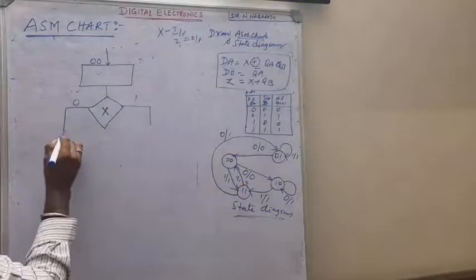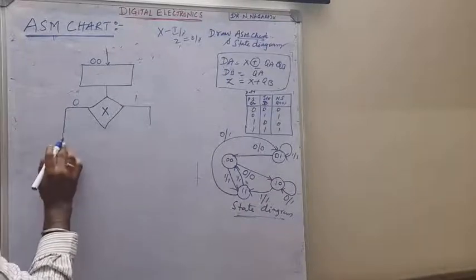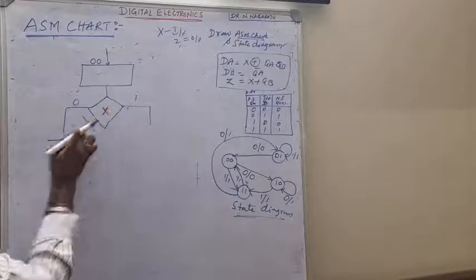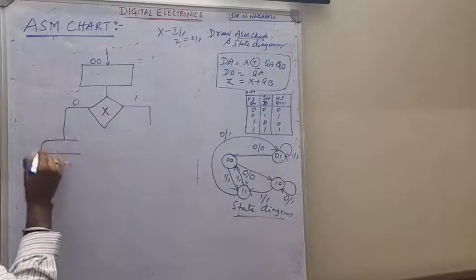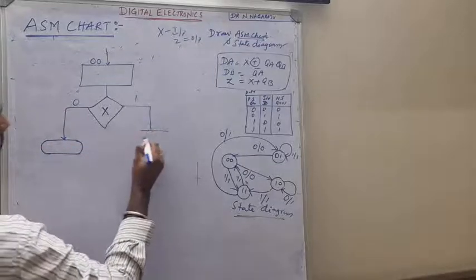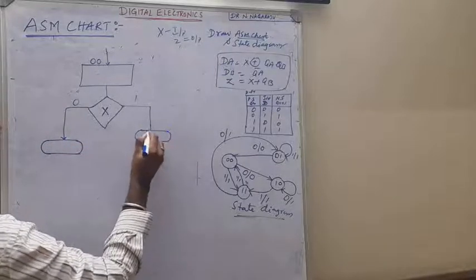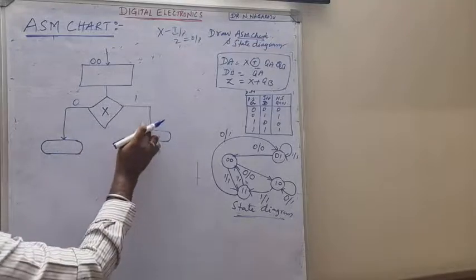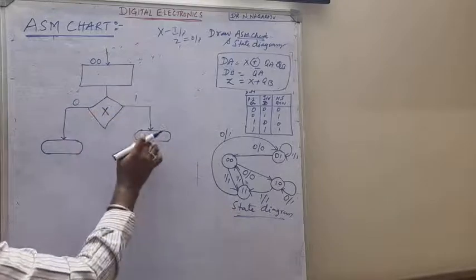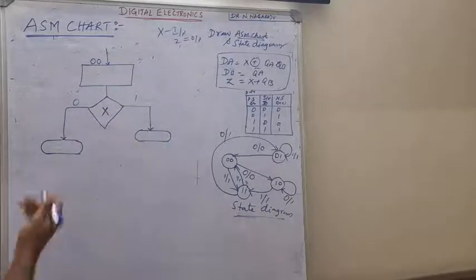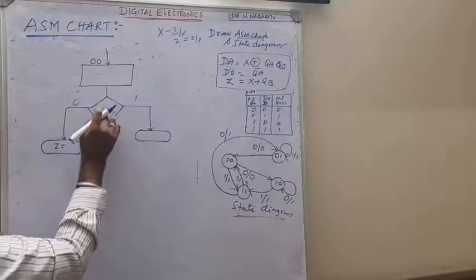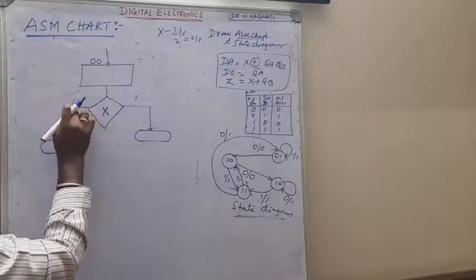If it is 0, put one condition. The decision box is always followed by a conditional box, the output box. So here you put one conditional box automatically. The exit path of the decision box is always the entry path of the conditional box. Now what is the output here? Z. So if the input is 0 in state 00, where will it go? 10.